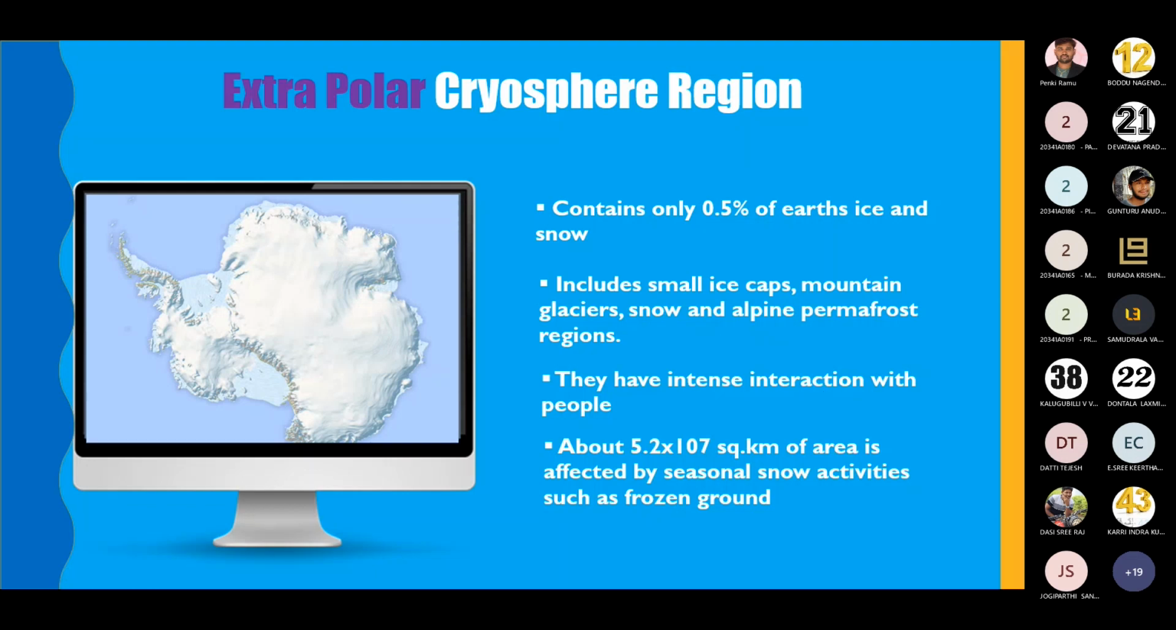And here I have given a small metric, that is 5.2 into 10 power 7 square kilometers. About 5.2 into 10 power 7 square kilometers of area is affected by seasonal snow activities such as frozen ground. So every year close to 5.2 into 10 power 7 square kilometers of the area is affected by seasonal snow activities such as frozen ground.